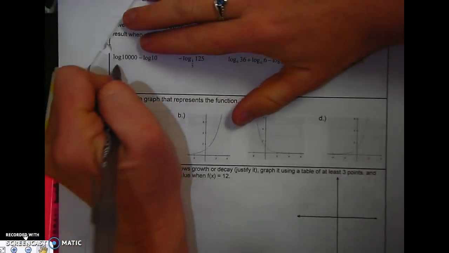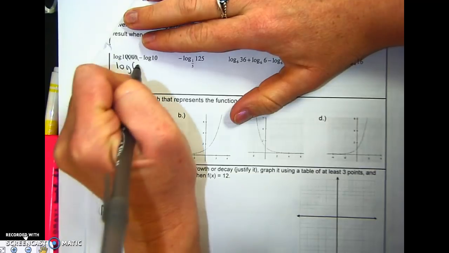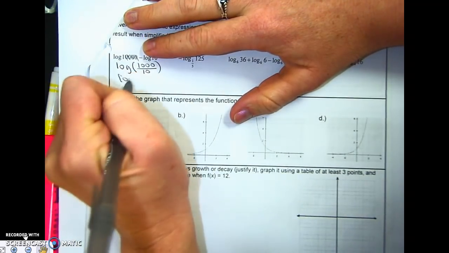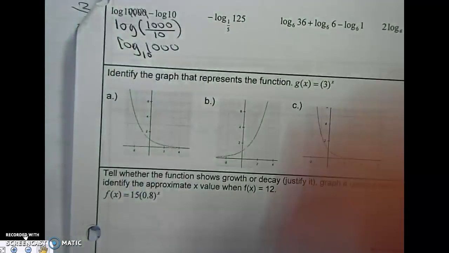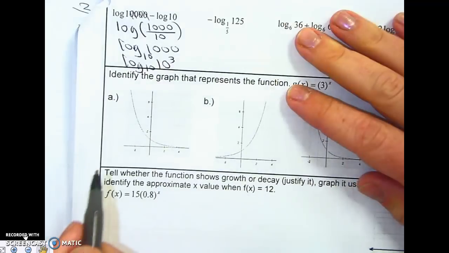So since we're subtracting, that means divide. Looks like 1, 2, 3, 4 zeros. And 10 means now it's 3 zeros in base 10. Let me make that a little bit closer. Sorry about that. And now log base 10 of 10 cubed, because there's 3 zeros.